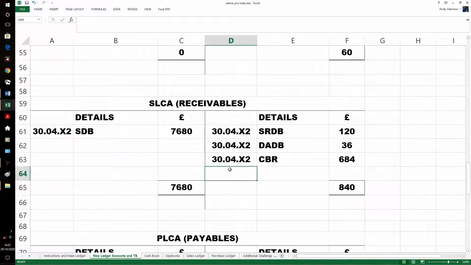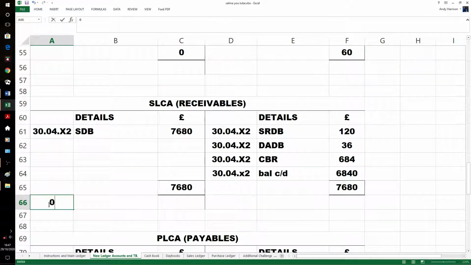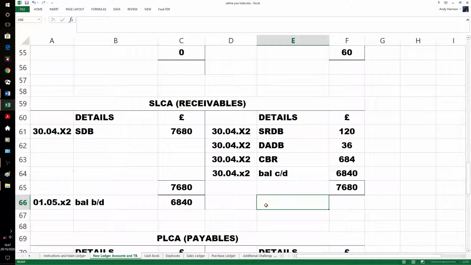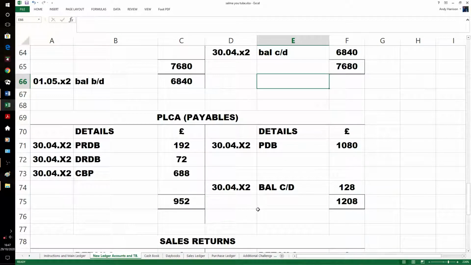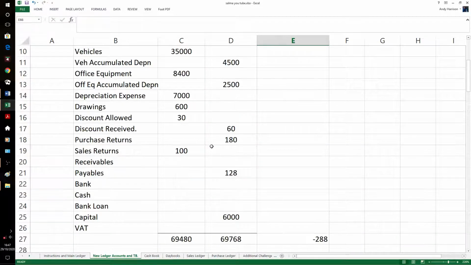Big side, little side. Minus the little side. 6840. If I get the date right this time. I didn't bring that one down, so I didn't get the date wrong, I just didn't do it. So 6840 into our trial balance.